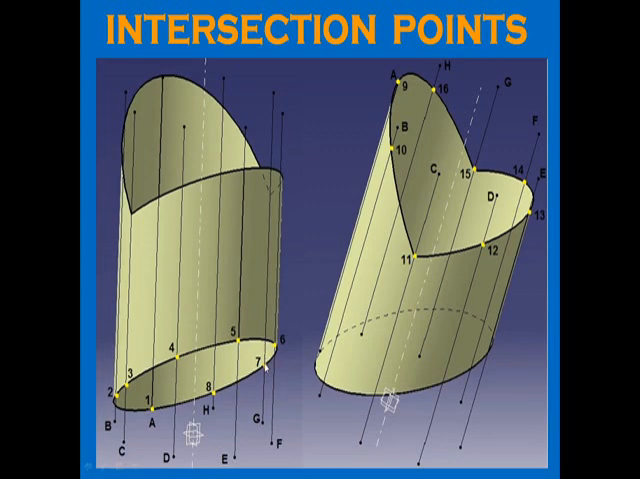7 intersection point of the cutting plane with the generator G, and 8 intersection point of the cutting plane with the generator H. So as you can see, there are 8 generators and there are 8 intersection points, meaning this cutting plane 1 cuts all the 8 generators. So you have got 8 intersection points. So this is the first cutting plane.